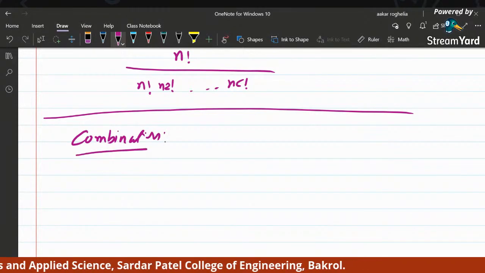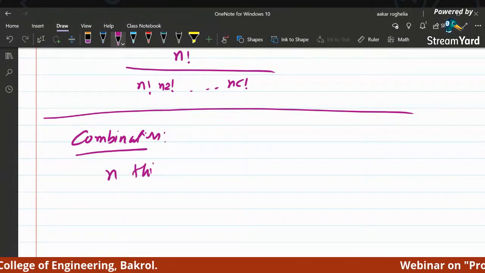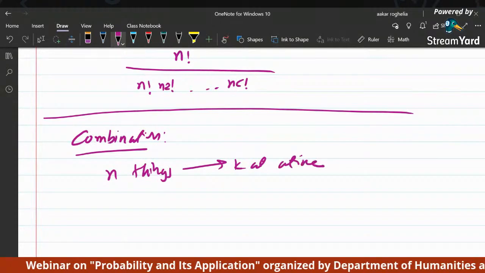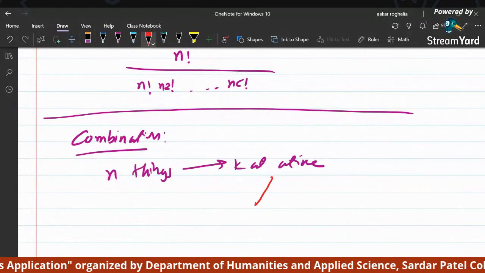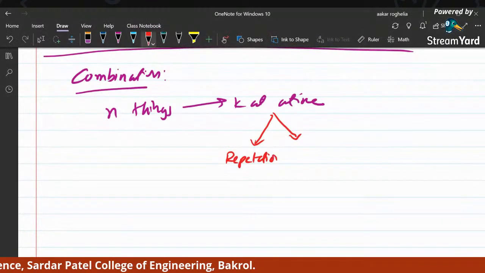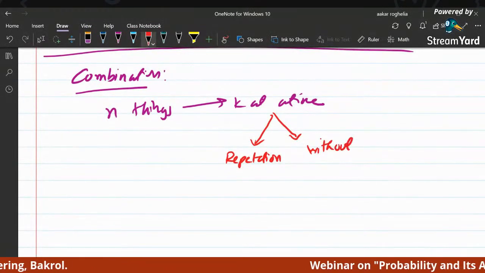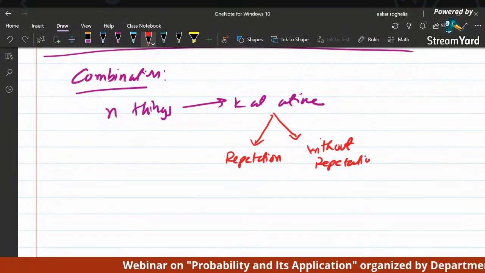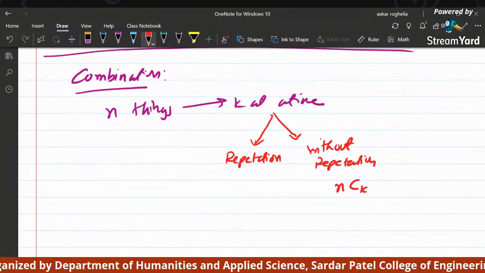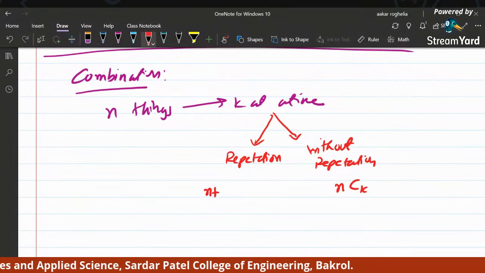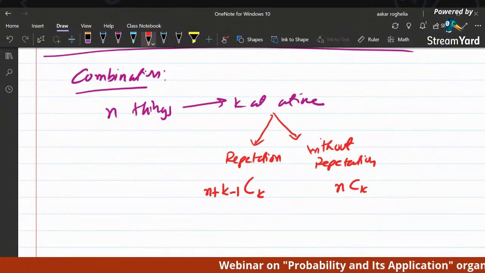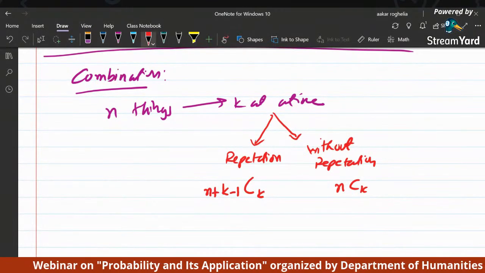And in combination, of course, n things are there, and you take k at a time. Out of n, you take k at a time. Again, I will take the same two cases, meaning repetition and without repetition. Without repetition, it is a very nice thing. It is nothing but nCk. But if it is with repetition, then the total outcomes are n plus k minus 1 C k. This many combinations are possible with repetition.